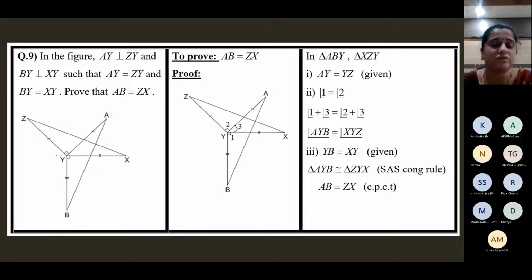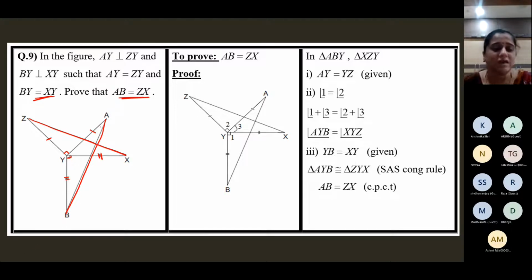The figure given along with the question is marked. You can see the right angle marked here. And this side AY is equal to this side ZY. And it's marked here that BY is equal to XY. So with all this, you need to prove that AB is equal to ZX. Where is AB? This one. You need to prove that AB is equal to ZX.